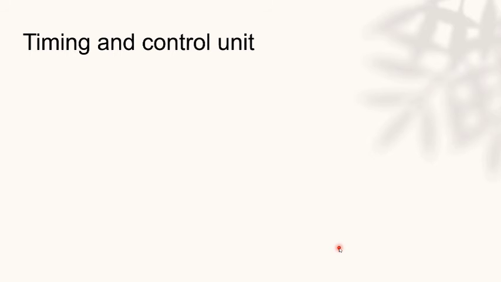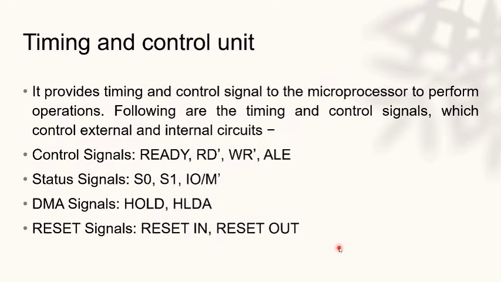Let's start with the timing and control unit, which is nothing but the control unit. It provides timing and control signals to the microprocessor to perform operations. The main purpose of the control unit is to provide timing and control to the microprocessor: how it works, what control it needs, and at which time it has to work. These are the few timing and control signals I have given here. You are able to see, right?